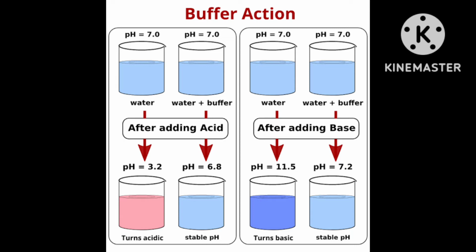Now the third example, a salt of weak acid and weak base, as for example ammonium acetate. Both are weak. Acetate is coming from acetic acid and ammonium is coming from the weak base ammonia. Hence it is a salt of weak acid and weak base, and it will ionize in water.